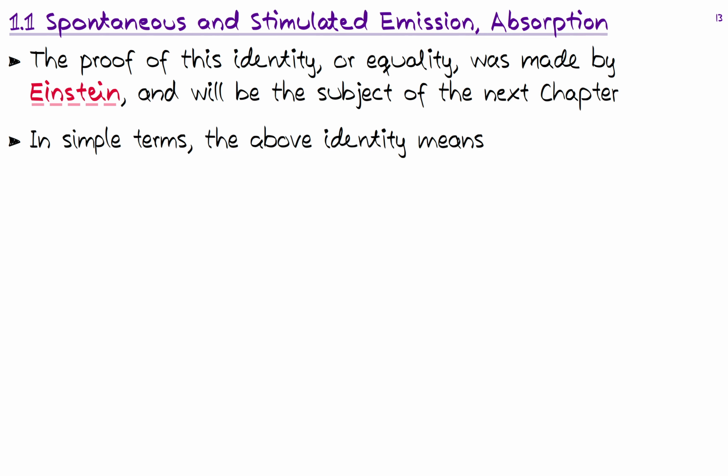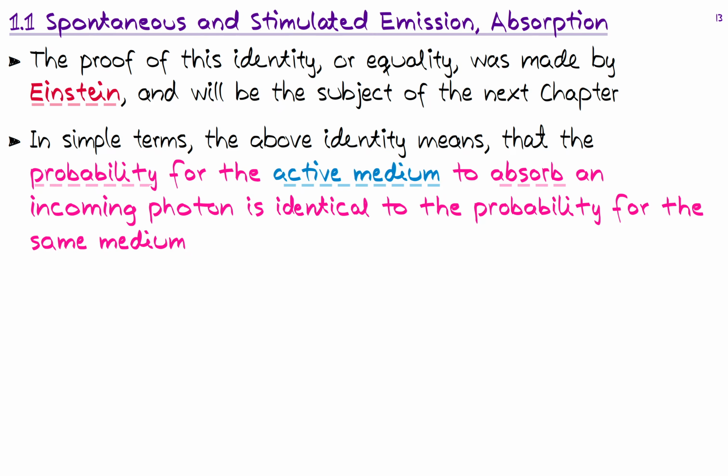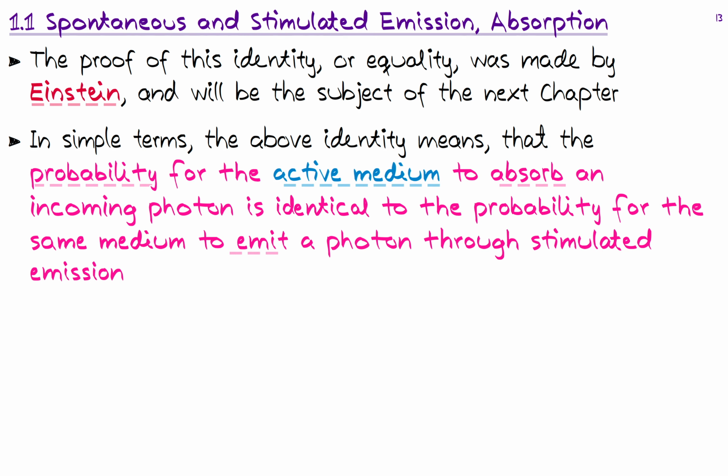In terms of a simple sentence saying what happens here, this identity means that the probability for the active medium to absorb an incoming photon is identical to the probability for the same medium to emit a photon through stimulated emission. An active medium just means a gain medium, a material where we can raise electrons into an excited state and then relax them in a controlled manner. So we can make a gain medium that can be plugged inside a laser. This equality is fundamental and important to understand how lasers behave.